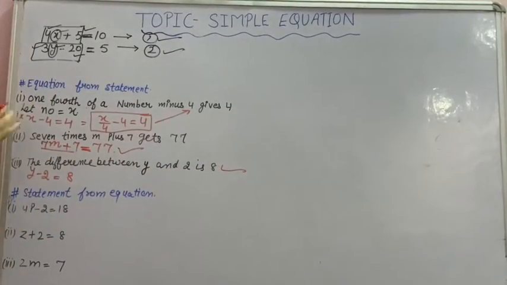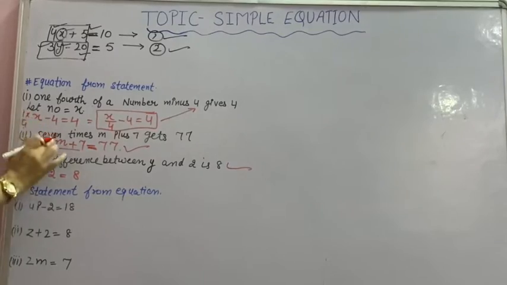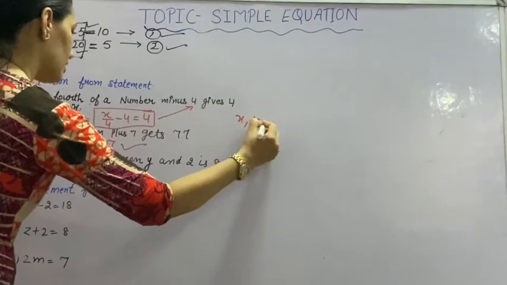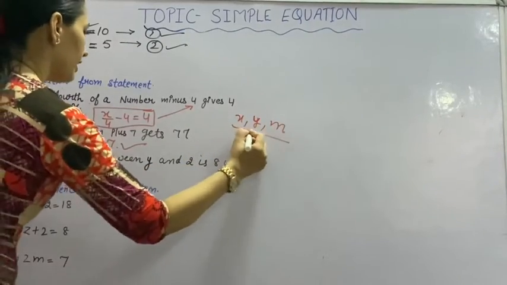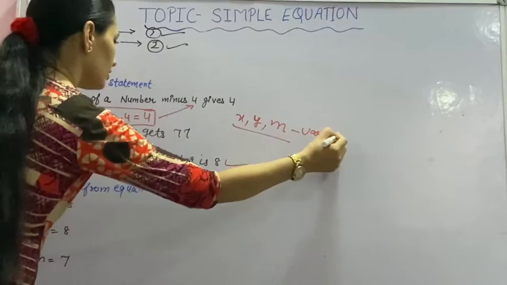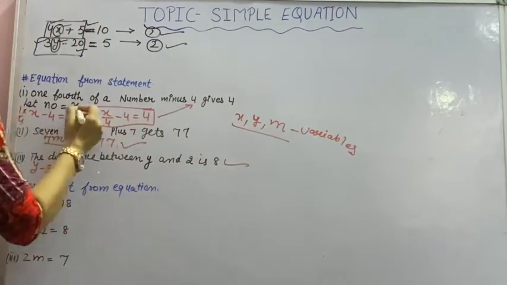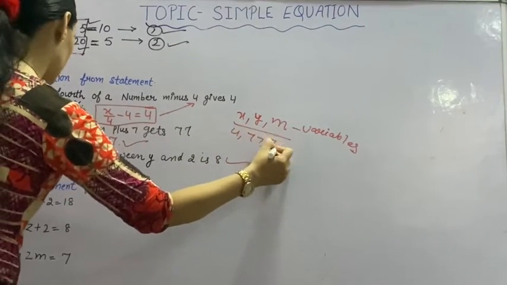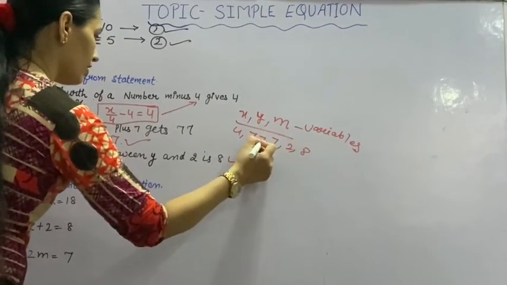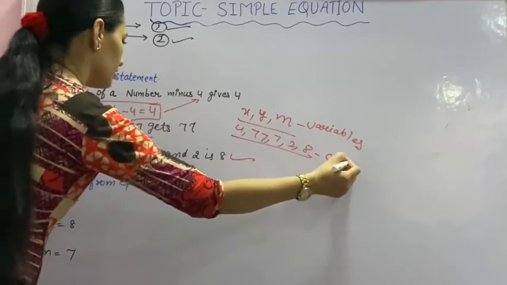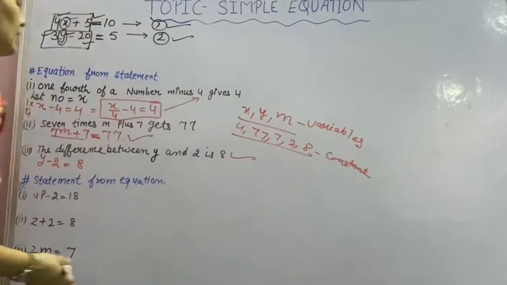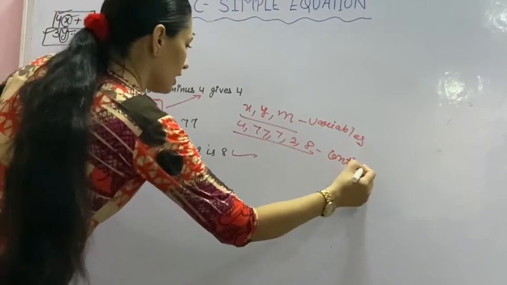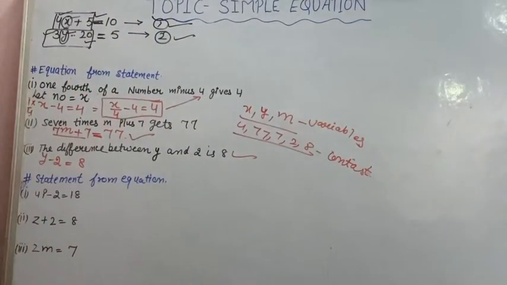In these equations from statements, x, y, m are variables and 4, 77, 7, 2, 8, etc. are constants. That means variables and constants. Constant values are fixed and variables can vary.